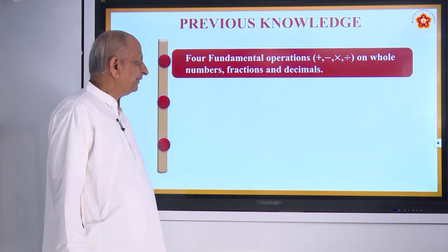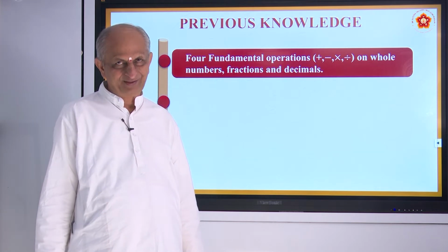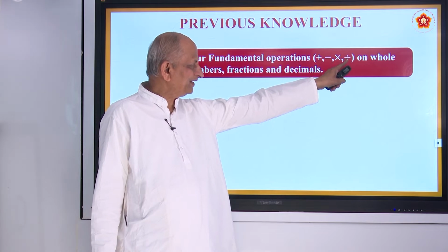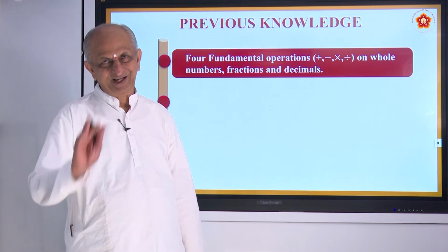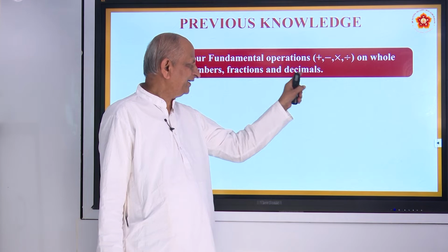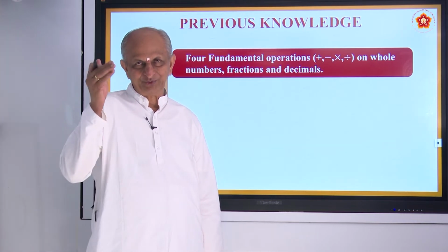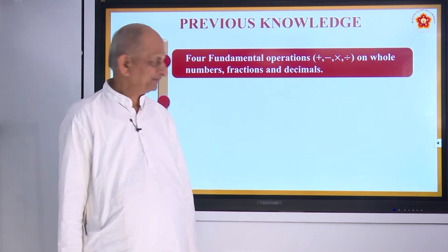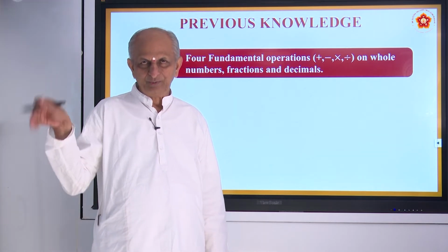For that we have already gone through the fundamental operations. Our study of mathematics starts with class 1, where you study addition, subtraction, multiplication, division. These are called fundamental operations. I think all of you know it, right? Of whole numbers, fractions and decimals. Whole numbers means what? Numbers like 1, 2, 3, 4, etc. They are called whole numbers, also called counting numbers. Fraction means part of a whole, say 1 by 2, 2 by 3, like that.